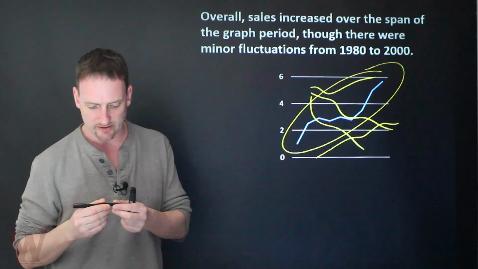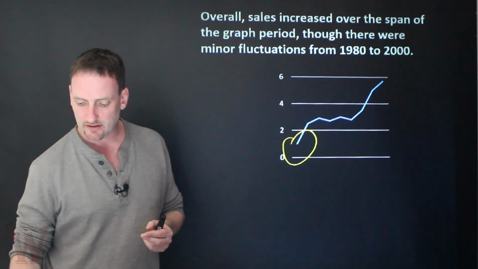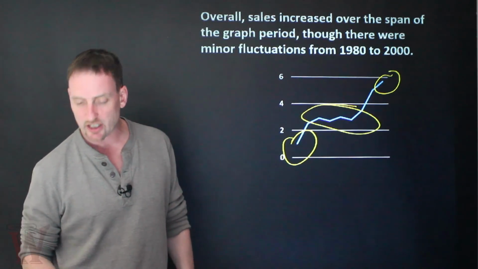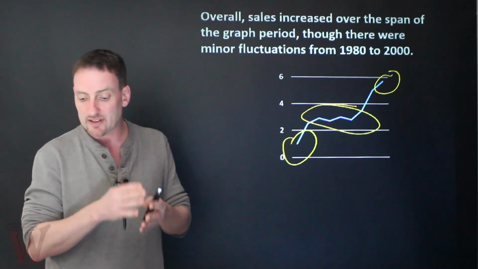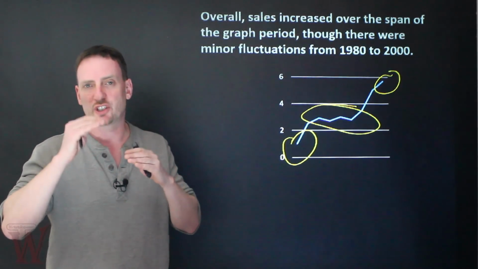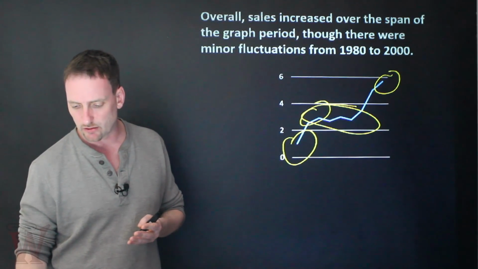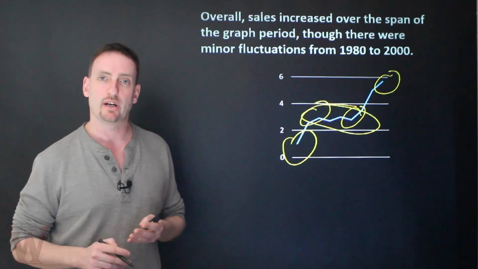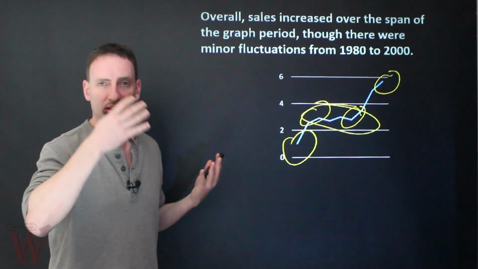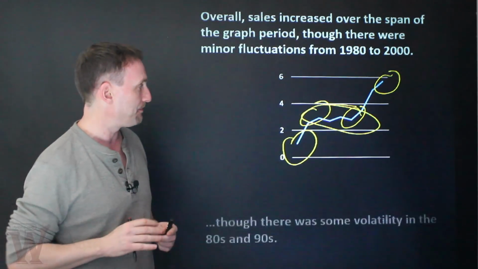Let me just erase these other ones. They're a little bit messy here now. From this period to this period, you have an increase. The only time that you see fluctuations are right in the middle. So there was a period of minor fluctuations, not big changes, small changes, from 1980 to 2000, let's say. Okay? And that's what you're looking at here. Don't say there were fluctuations for this particular line of the graph, okay?